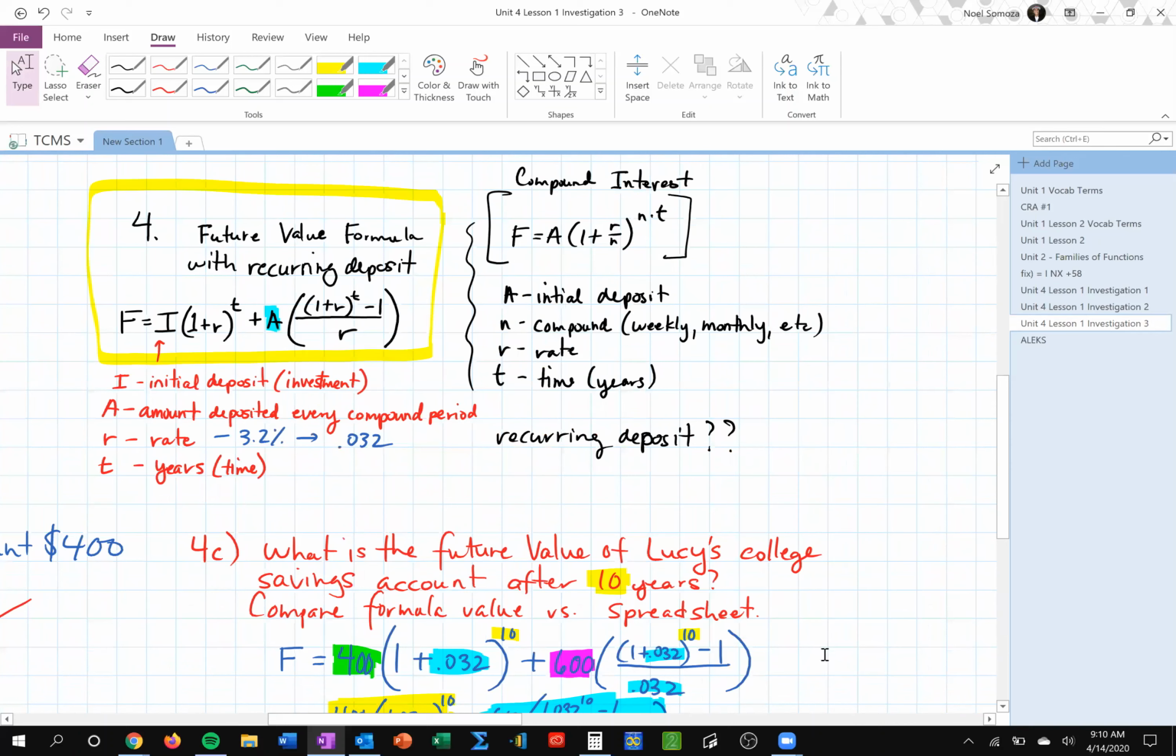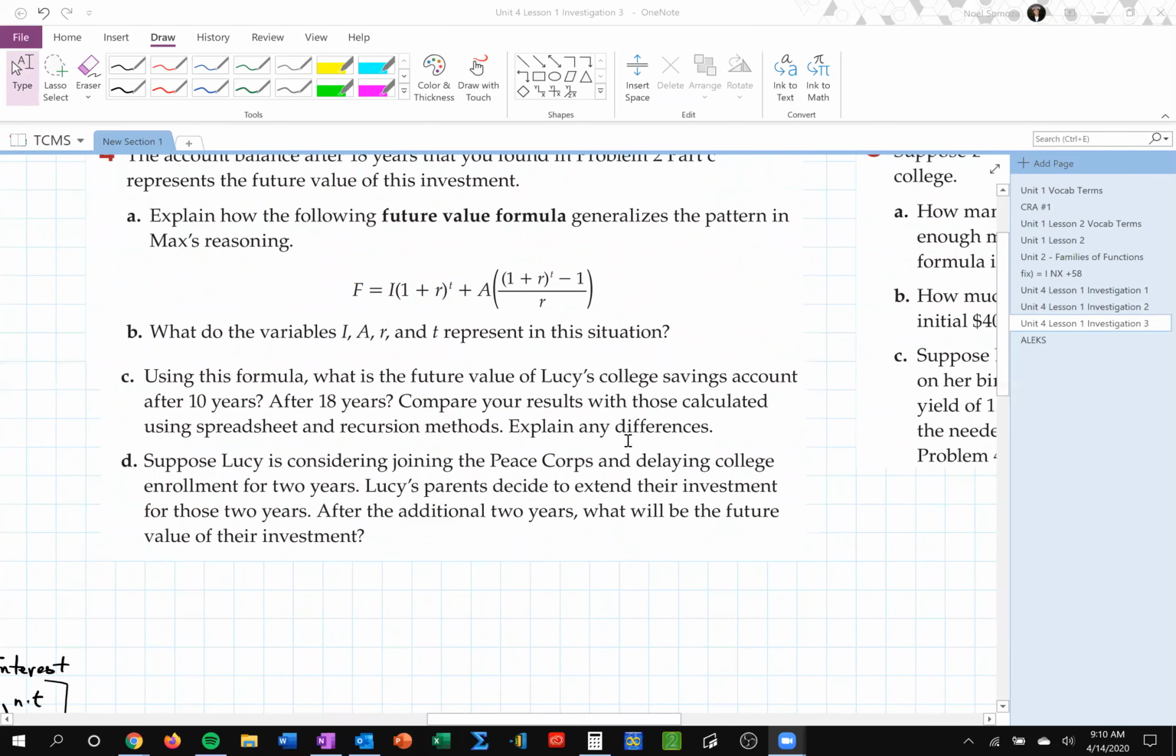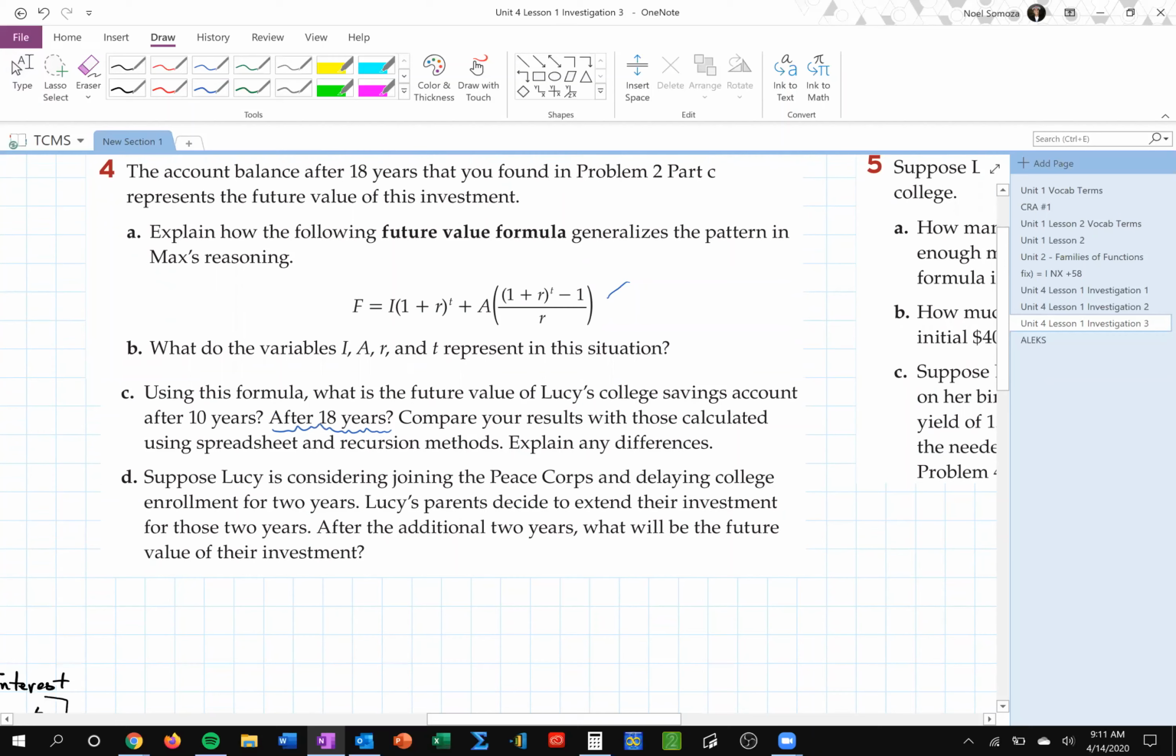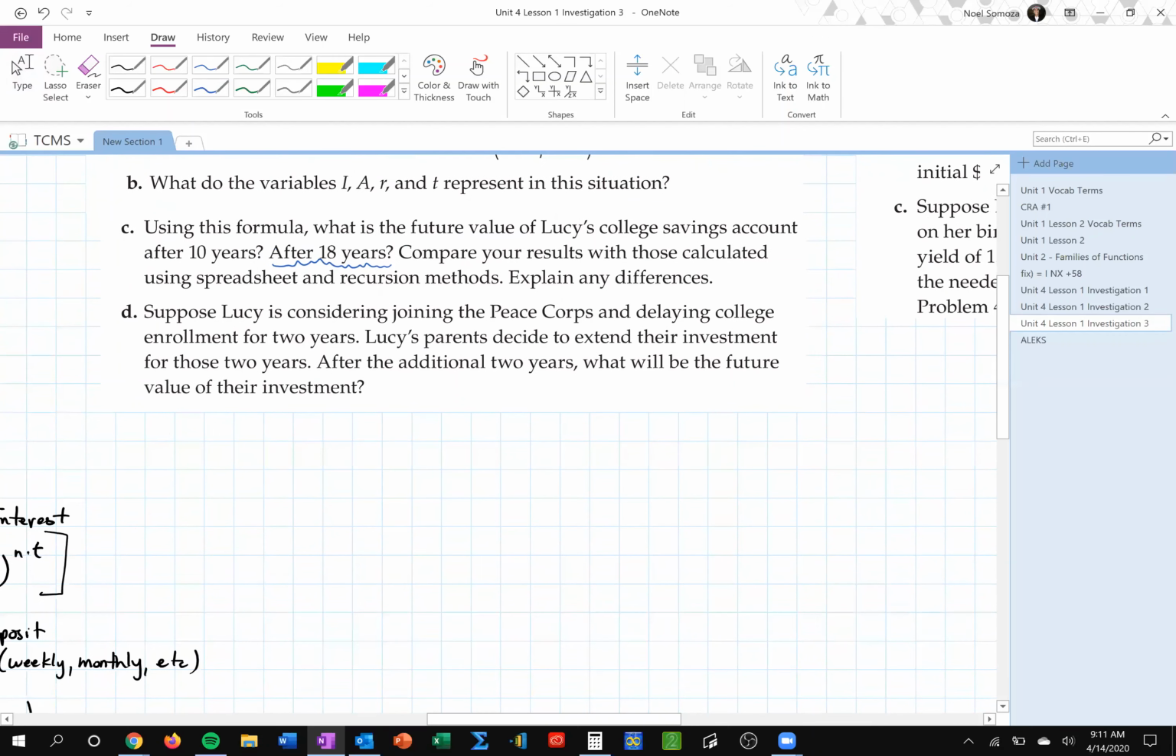All right. Okay. So then here's what I want to go to next. We basically answered number 4. We took a look at explaining the pattern of the reasoning, so we looked at what the variables I, A, R, and T represent in the situation. That's the same formula that we just looked at. We also used the formula to find out what the future value in her account would be after 10 years. Okay, so now just to warm us back up, let's take a look at what would be the amount of money in her account after 18 years. Okay, so let's go ahead and work this one through.